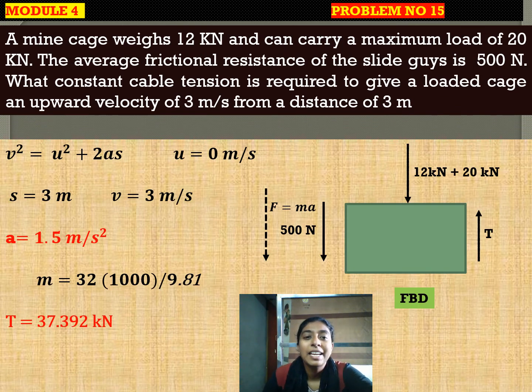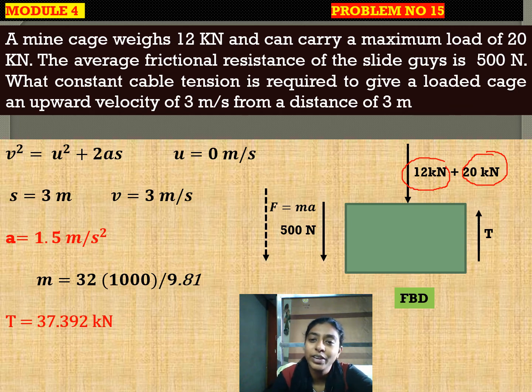15th problem, a mine cage weighs 12 kilonewton and carries a maximum load of 20 kilonewton. So the body is a cage, and the total weight of the body acting downwards is 32 kilonewton. Now the average frictional resistance of the sliding guides is 500 Newton. So the motion is now in the vertical direction.